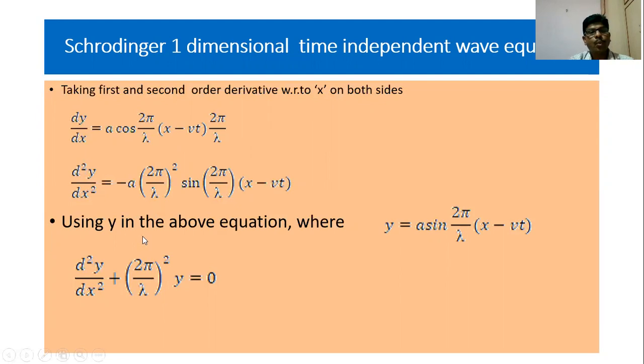We shall use y in the above equation. What is the value of y? As we have seen, y equals a sine 2 pi by lambda into x minus vt. When you substitute this y in this equation, what do you get? d square y by dx square equals minus of 2 pi by lambda the whole square into y. Getting the terms to the left hand side, we get d square y by dx square plus 2 pi by lambda the whole square into y equals 0.